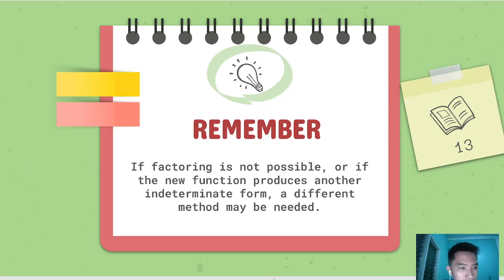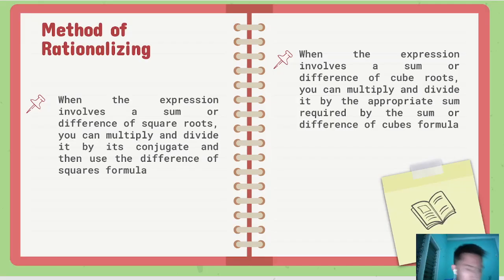That would be by method of rationalizing. So the method of rationalizing, it is only applicable when the expression involves a sum of or difference of square roots. You can multiply and divide it by its conjugate and then use the difference of squares formula. Or when the expression involves a sum or difference of cube roots, you can multiply and divide it by the appropriate sum required by the sum or difference of cubes formula.